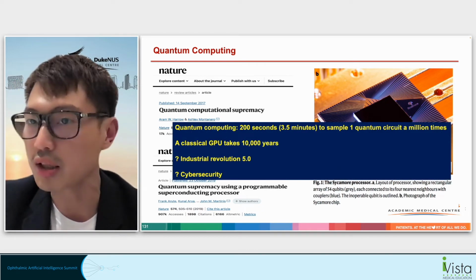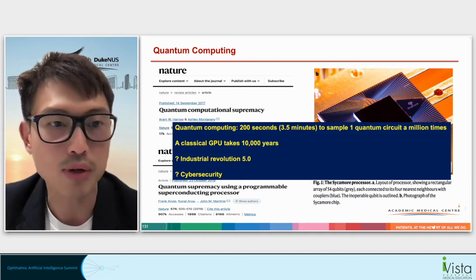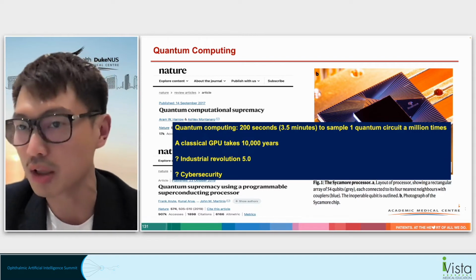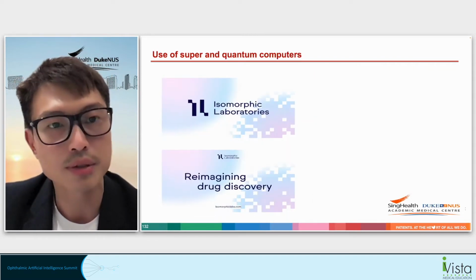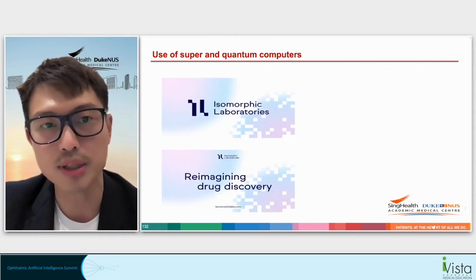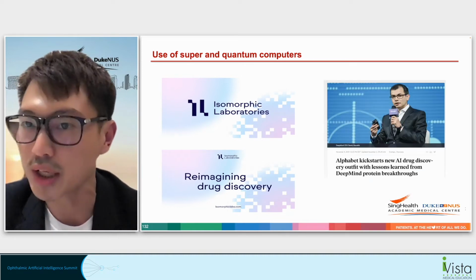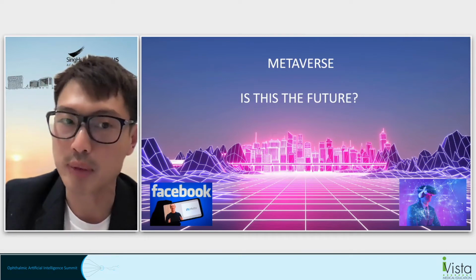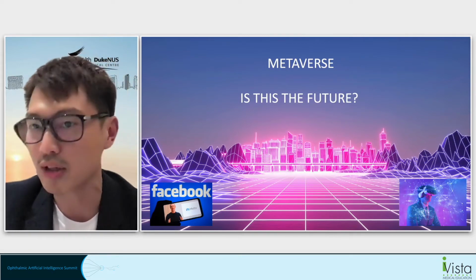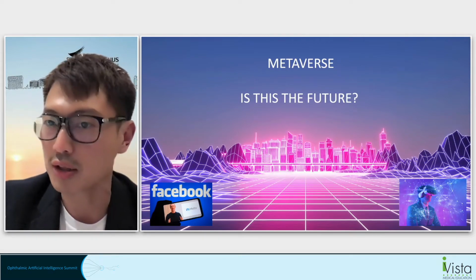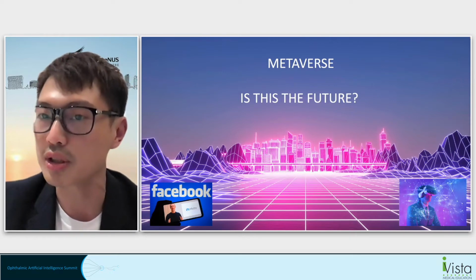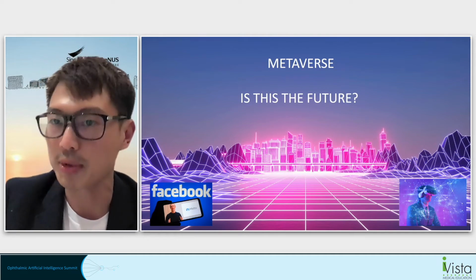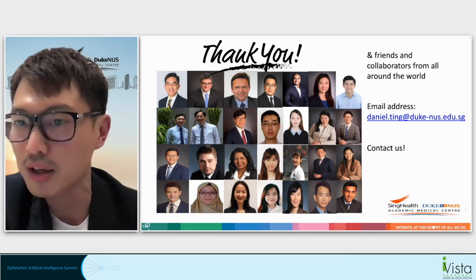If you think a supercomputer GPU is super powerful, a quantum computer can take 3.5 minutes to do something that a classic GPU would need 10,000 years to do. Quantum computers can potentially bring protein folding to the next level. And then the metaverse, heavily discussed, to humanize interpersonal connection and human interaction. Is this going to be a future? These are all super exciting futures that we're talking about.